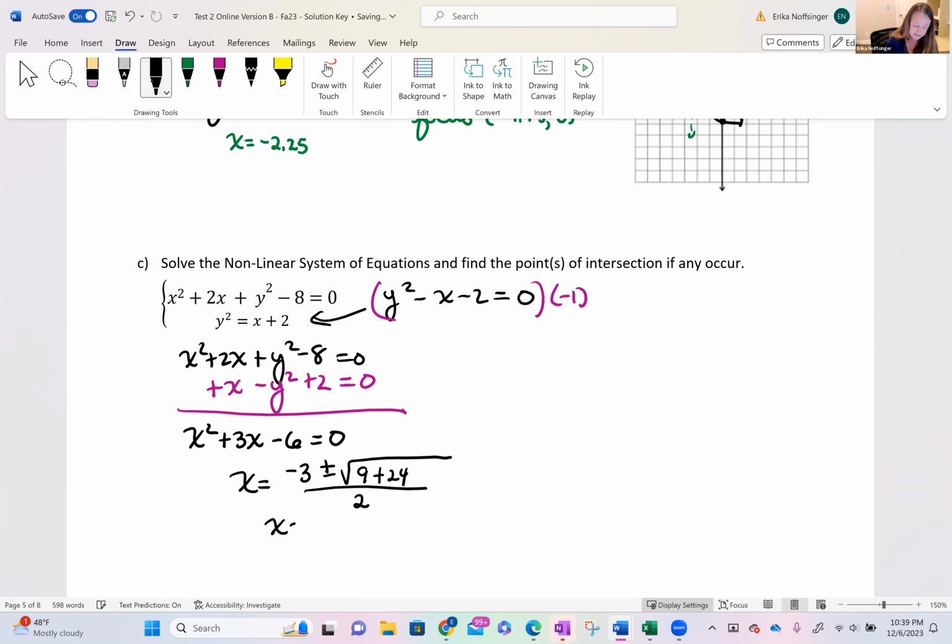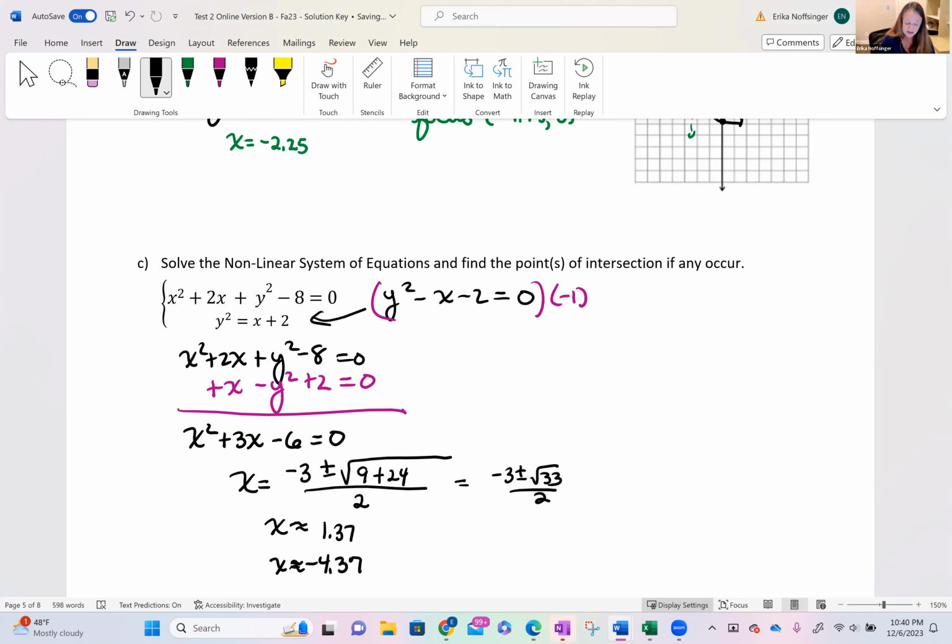So x is approximately, so I went and I plugged this into decimals. So negative 3 actually plus or minus the square root of 33 all over 2. And we get back that x is approximately 1.37. And then if I plug in that minus in between, I get x is negative 4.37. So not great numbers, and those are approximate.